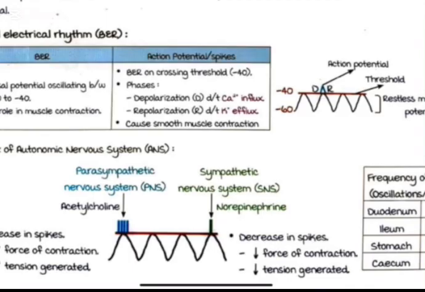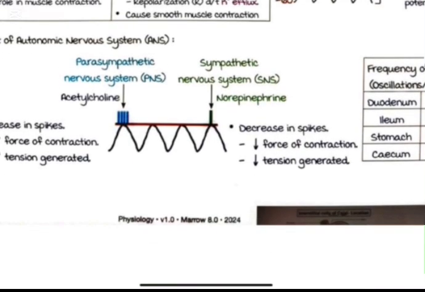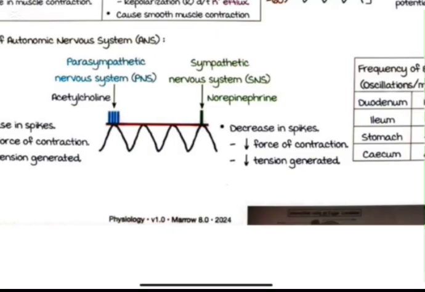Effect of autonomic nervous system. Parasympathetic nervous system uses acetylcholine. It increases the number of spikes, increased force of contraction, and increased tension generated. Sympathetic nervous system uses norepinephrine. It causes decrease in the number of spikes, decreased force of contraction, and decreased tension generated.